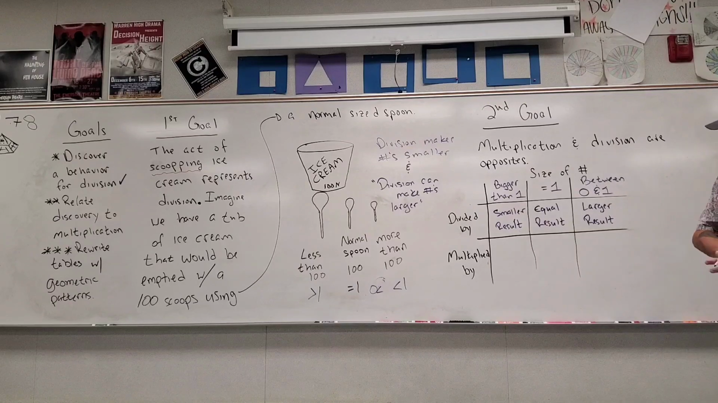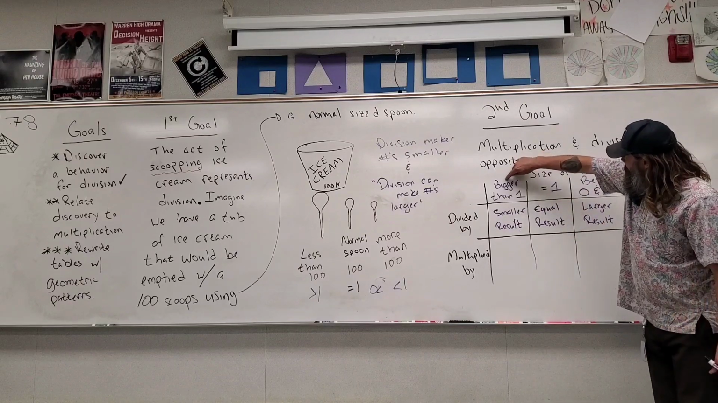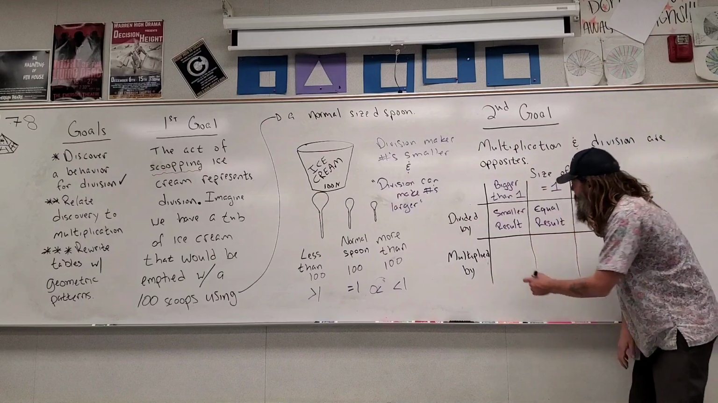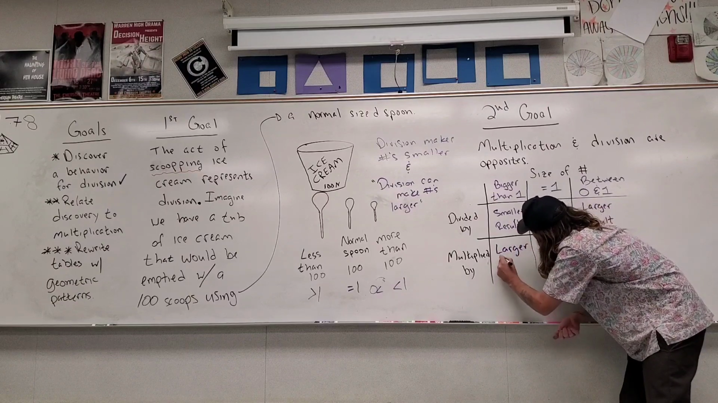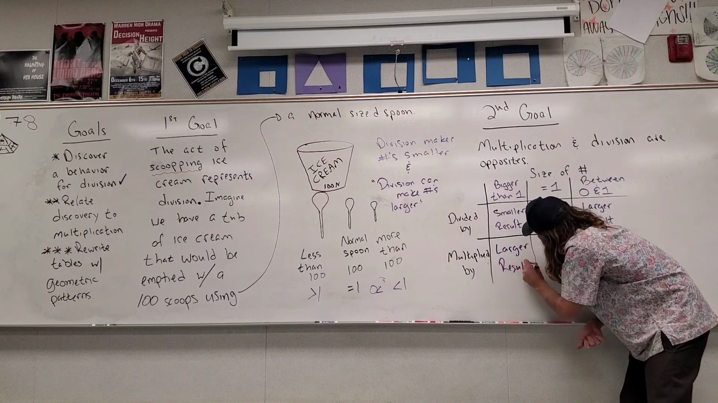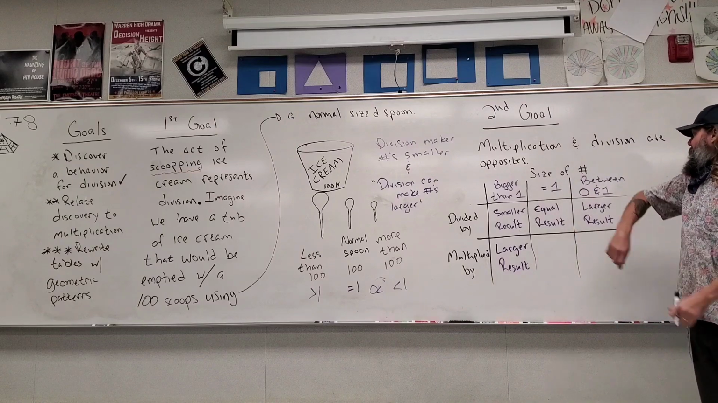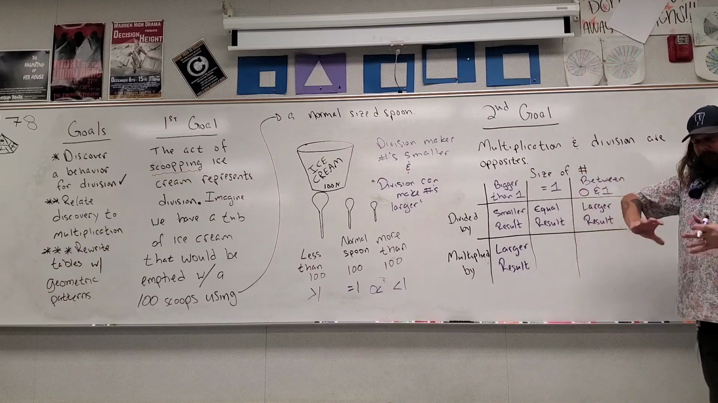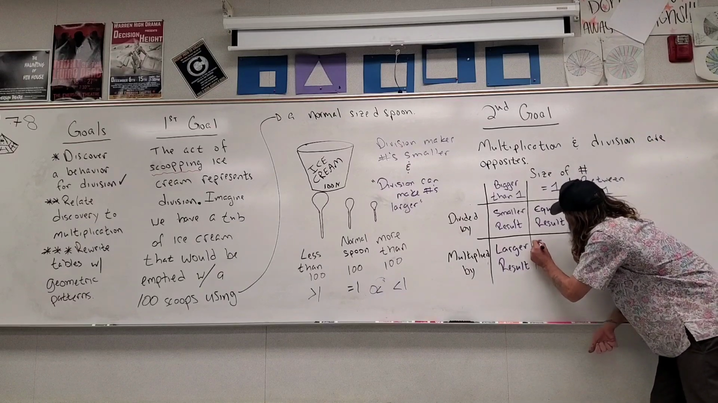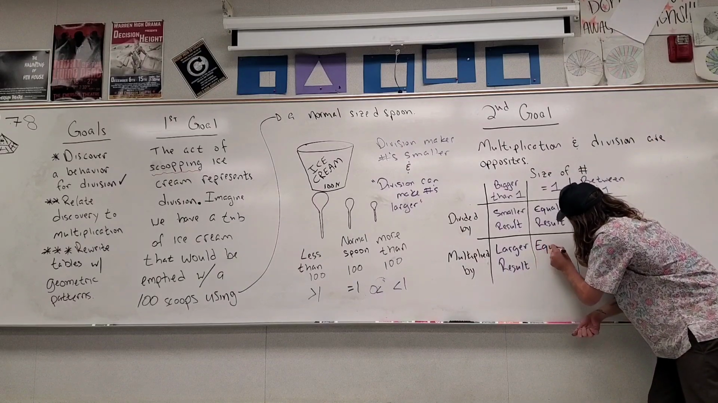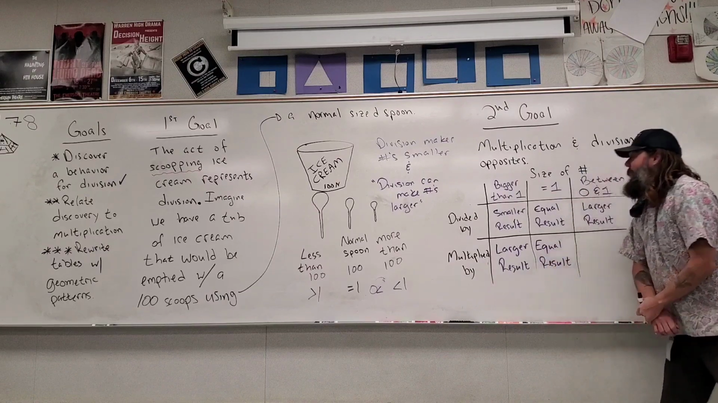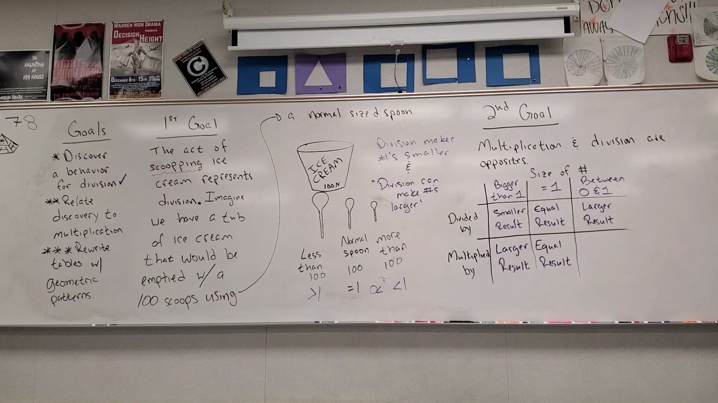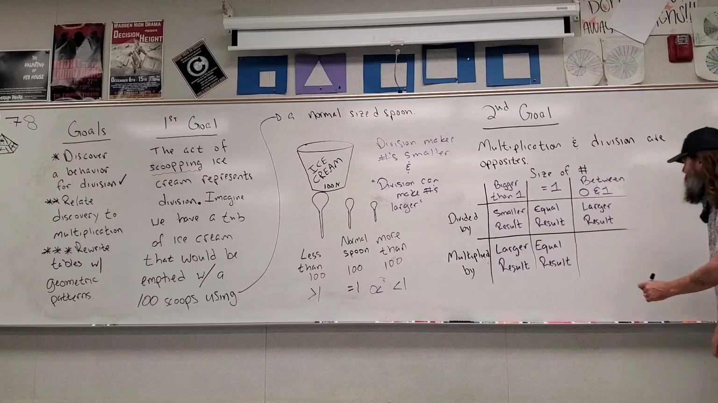And remember, multiplication is the opposite. So if I multiply by a number bigger than 1, we're going to get a larger result. If I multiply by a number equal to 1, we're going to get an equal result. Okay? I write my letters different every time. And if I multiply by a number between 0 and 1, I'm going to get the opposite, which is a smaller result.